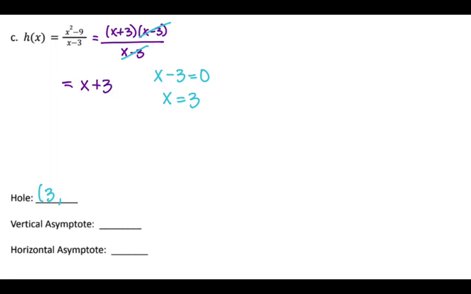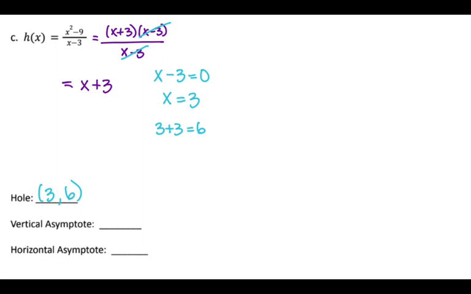Leftover function is x plus 3. So now I'm going to take my x coordinate and plug it in. So now I have 3 plus 3, which is 6. So the y coordinate of the hole is (3, 6).